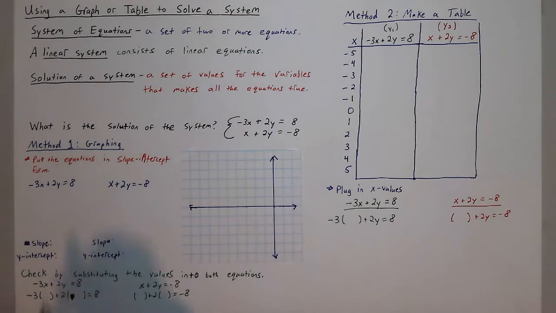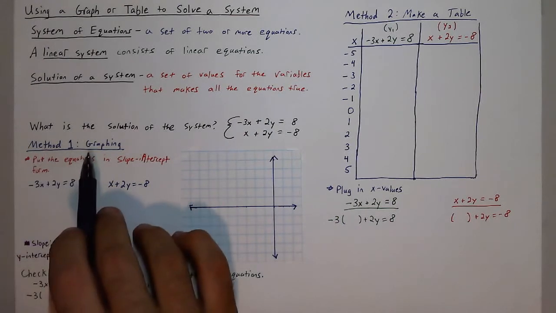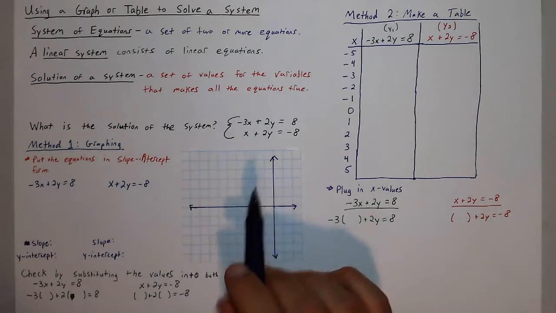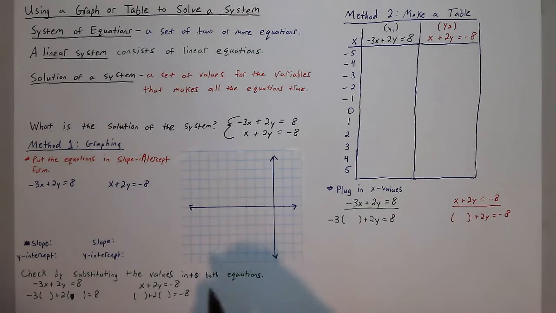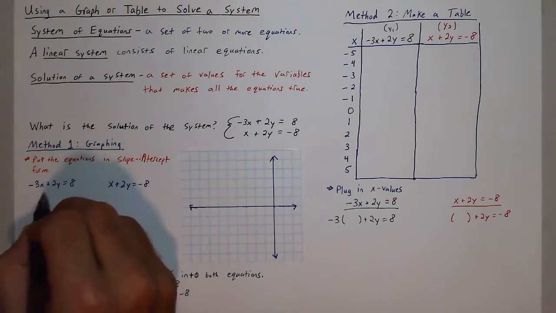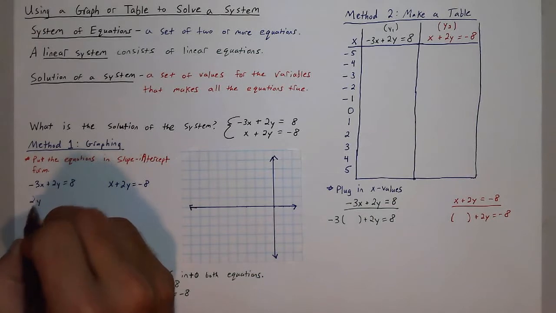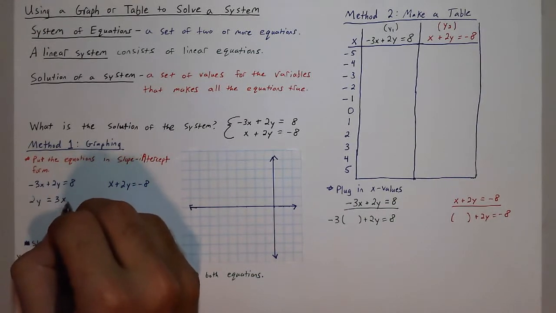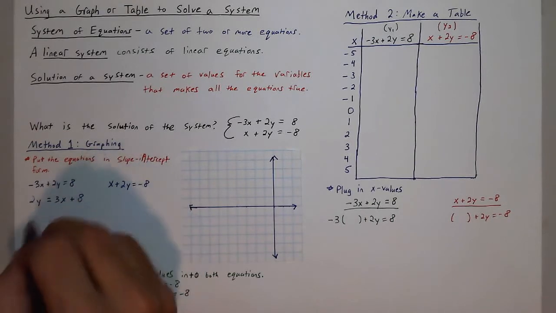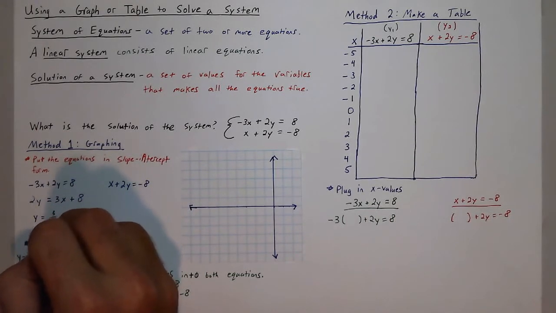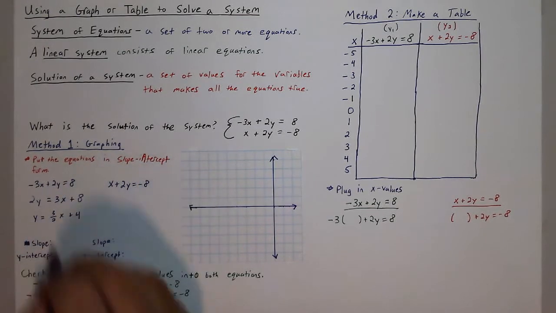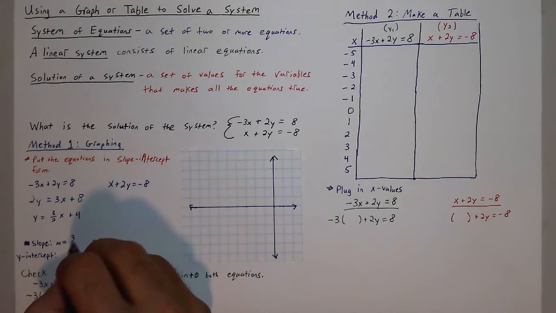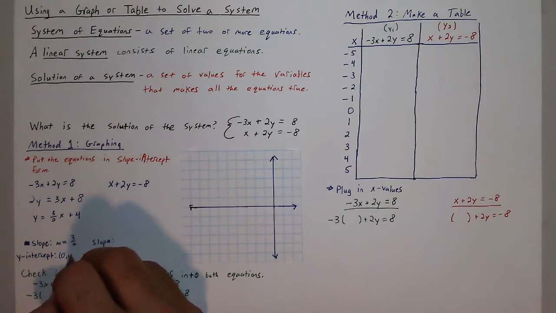So in order to do this, the first method we're going to try is graphing. We're going to put both of these equations in slope-intercept form. We're going to graph them and then visually see where on our graph the solution is. So first I'm going to add 3x to negative 3x plus 2y. And I'll end up getting 2y is equal to 3x plus 8. I'll divide by 2 and get 3 halves x plus 4. That gives me a slope of 3 halves and a y-intercept of 4.